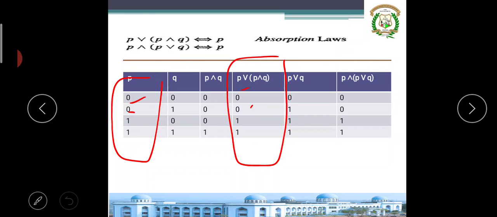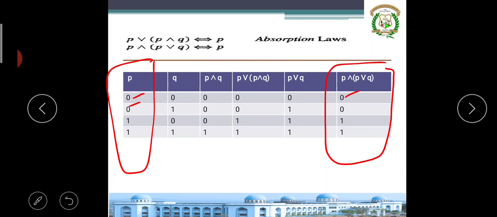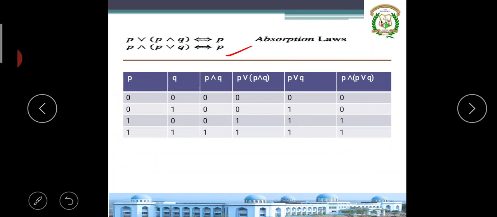Next one, P and P or Q. P or Q is nothing but addition. 0 plus 0, 0. 1 plus anything is 1 only. Along with multiplication with the P, right? Am I correct? 0 into 0, 0. 0 into 0, 0. 1 into 1, 1. 1 into 1, 1. So I got the answer P and P or Q is same as P: 0 0 1 1. So no doubt P and P or Q equal to P. That is called absorption law.